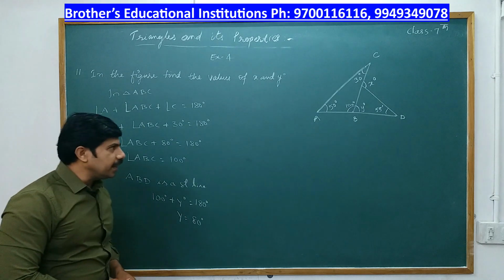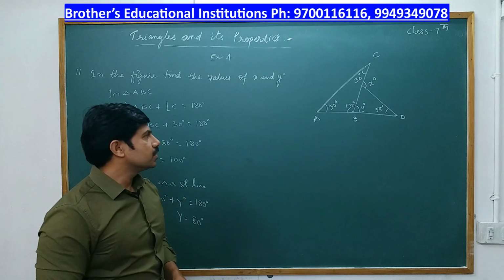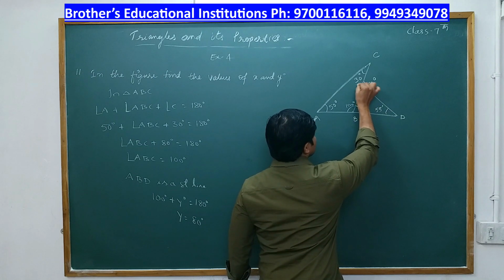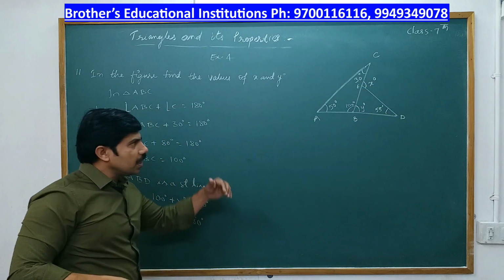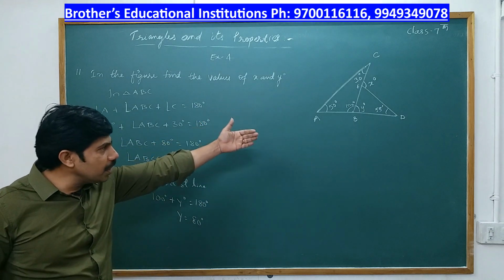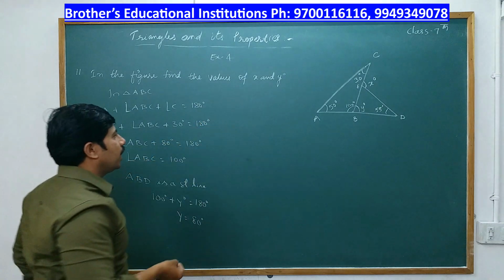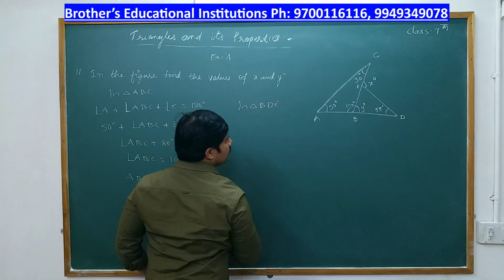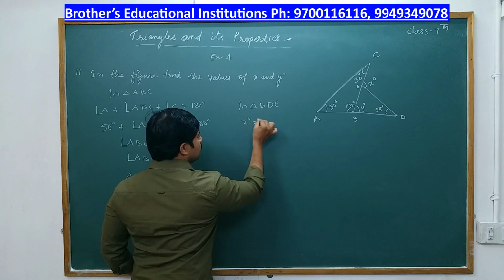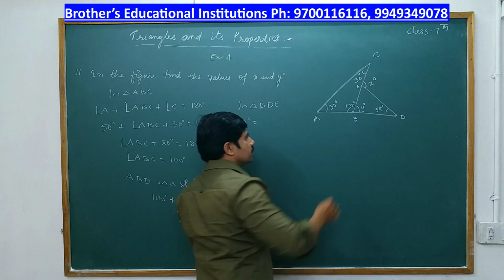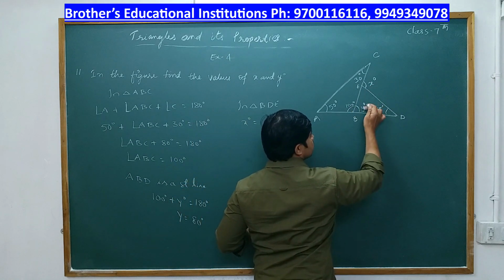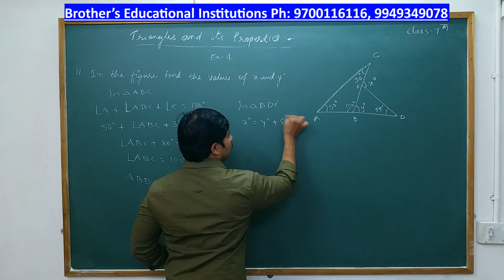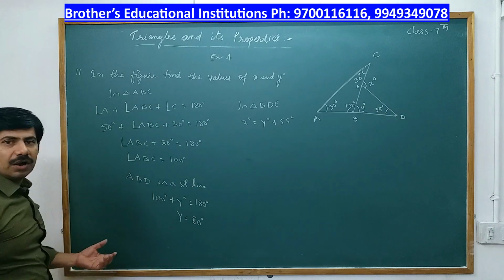Now after getting y as 80, we go to the next triangle. In this triangle, ABCD, just mark it as E here. So in triangle BDE, clearly the exterior angle x is equal to interior opposite y plus 55. In triangle BDE, the exterior angle x is equal to the sum of the two interior opposite angles, that is y plus 55. So x is equal to y plus 55. Now what is y? We have 80 degrees.